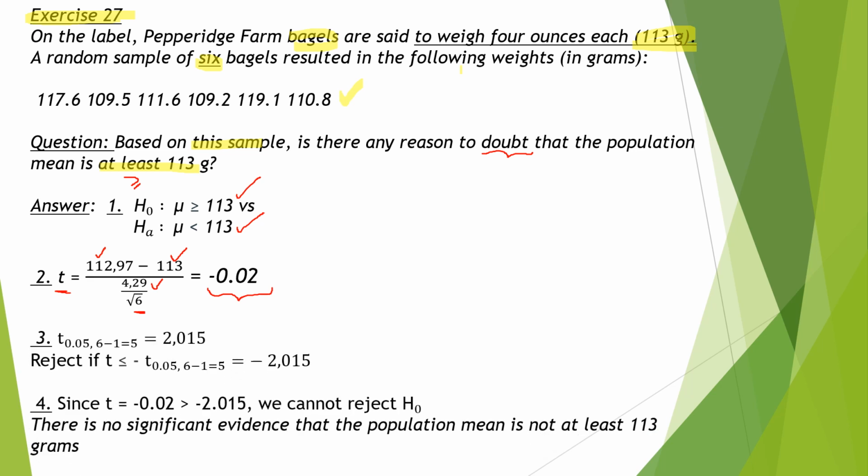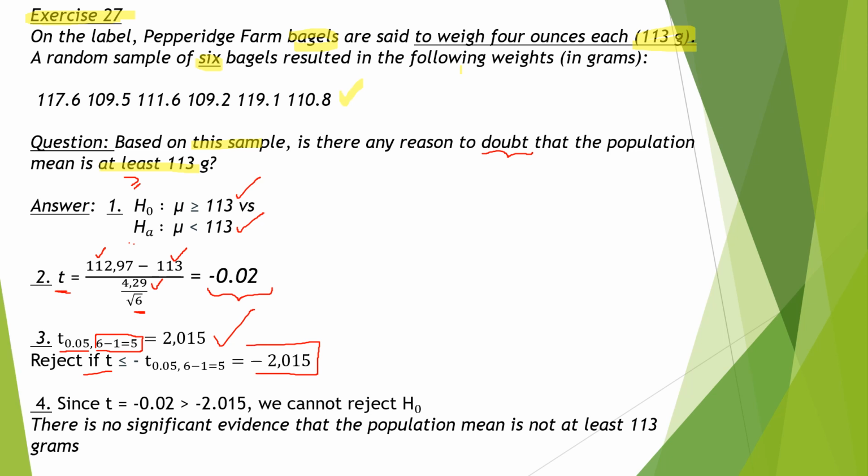Now the third step is you go ahead and find your critical value. In this case, because it's one-sided, we don't divide alpha by 2, and assume your alpha was 0.05. Then your n minus 1, so your degrees of freedom is 5, and from the tables we get 2.015. Now we again have to look at the alternative hypothesis. Because it's mu less than, we will reject if my t is less than or equal to negative of the critical value I just found. So if my t is less than or equal to minus 2.015, I will have to reject.